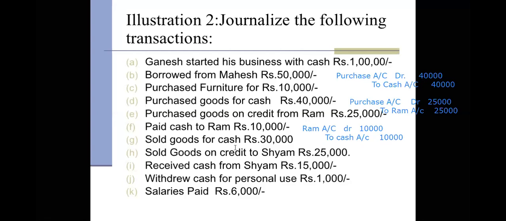Okay, now sold goods for cash rupees 30,000. अब आपने goods sale की हैं, you don't know what kind of goods. So I have repeated this earlier also, that if something is written like goods, you will not be writing the term goods. You will be writing either purchase or sale.